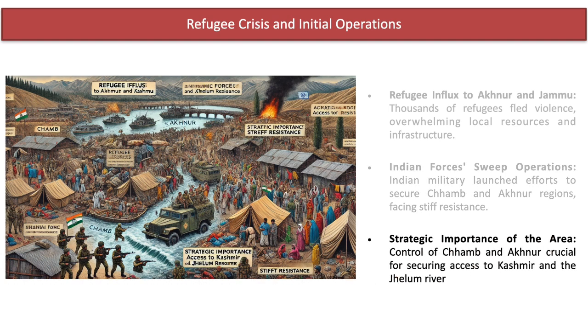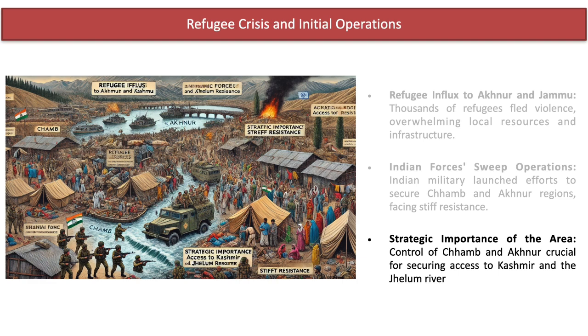Let's discuss the strategic importance of Jammu and Akhnur. Why these areas were so crucial in the 1947-48 conflict. Picture this. Right after independence, India was not just fighting to defend its borders, but also to secure key strategic areas that were vital for the future of the nation. Jammu and Akhnur were two such areas, and controlling them was absolutely essential for several reasons.